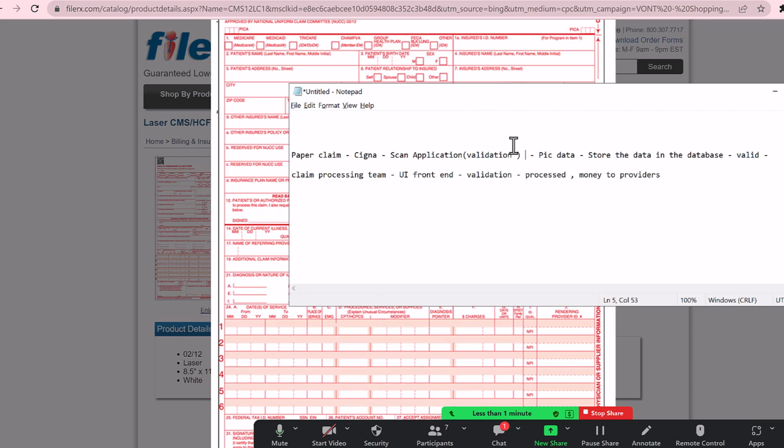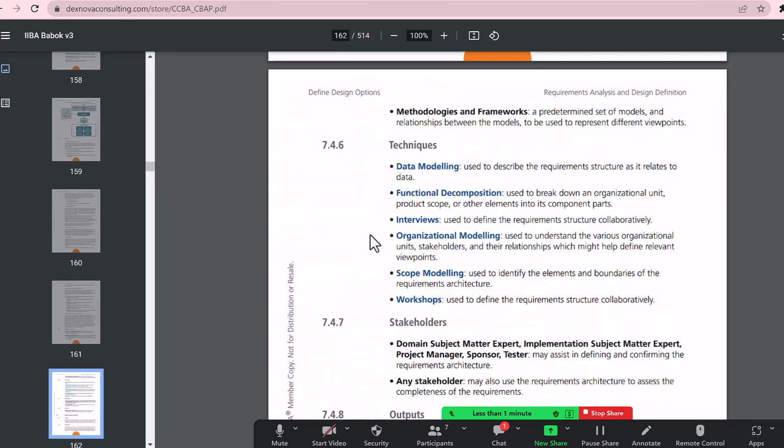And there are a few scenarios, like I told you: bad handwriting, or a missing block. If some mandatory information is missing, what are we going to do, how are we going to process those documents? All the scenarios you need to document. That is called functional decomposition. You're breaking down the scope.